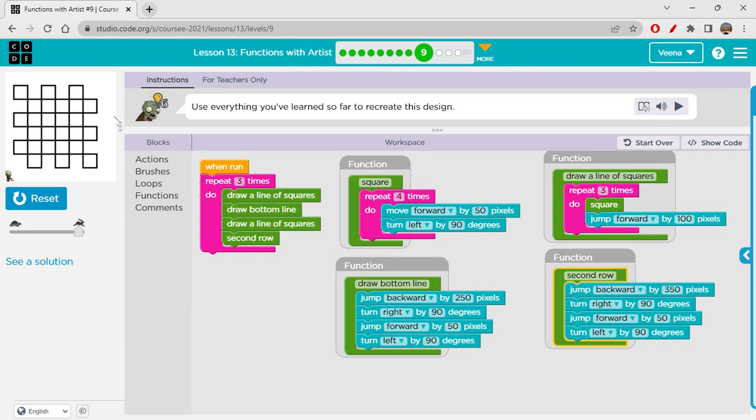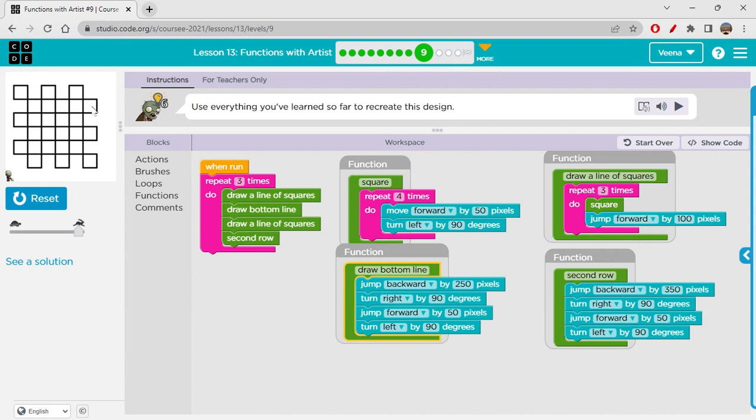And then I'm using another function called draw line of squares to draw these three top squares. I'm just calling the square function within this function. Then I'm calling another function called draw bottom line. With this draw bottom line, what happens is it just goes back till here, and then it draws these three squares. Okay. So after drawing the bottom line, it has to draw another line of squares.